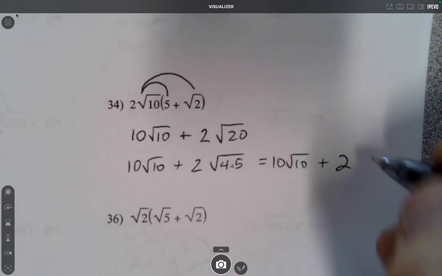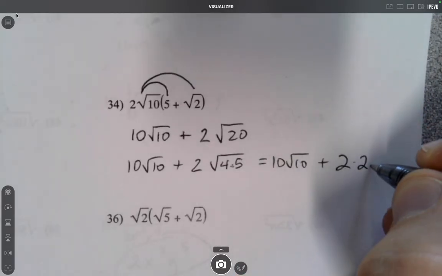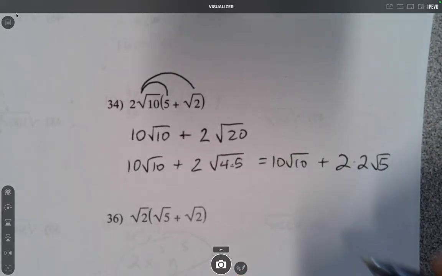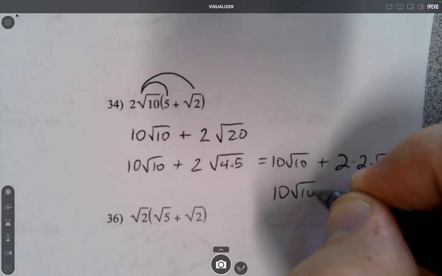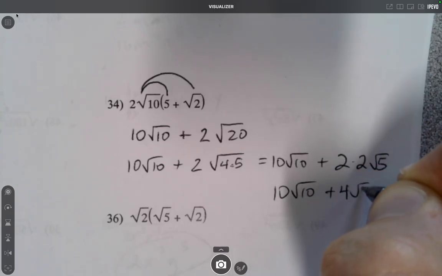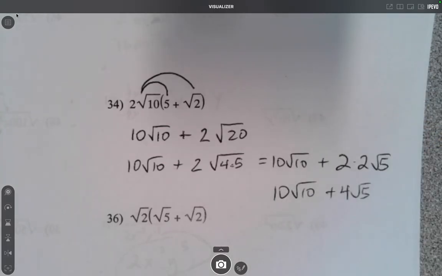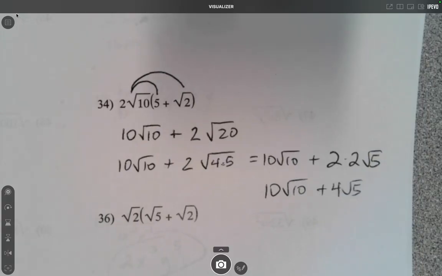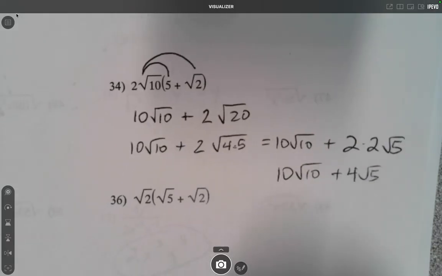Square root of 4 is 2. Square root of 5 we don't know, so it just stays square root of 5. So we get 10 square root of 10 plus 4 square root of 5. And those are not like terms, and they can't be broken down any farther, so we leave it just like it is.